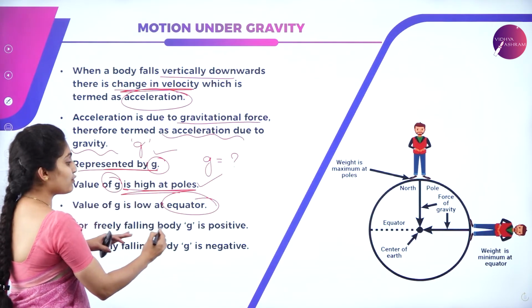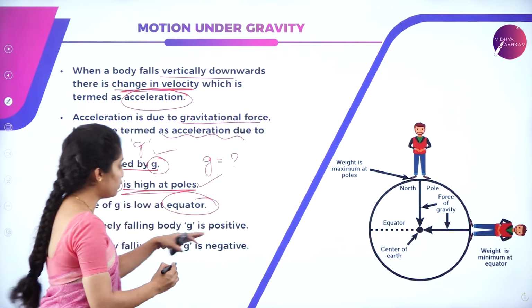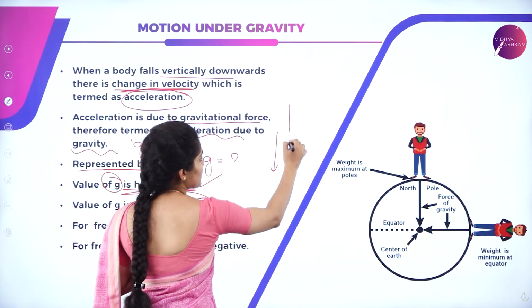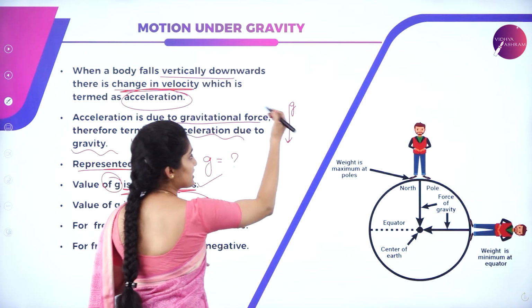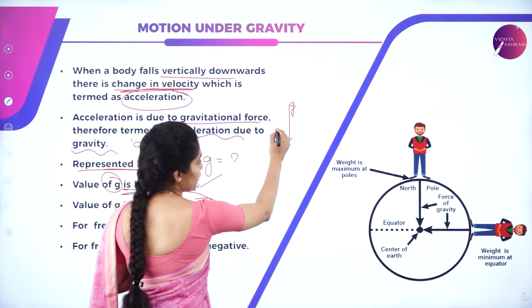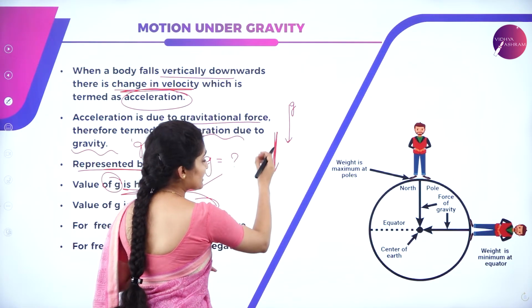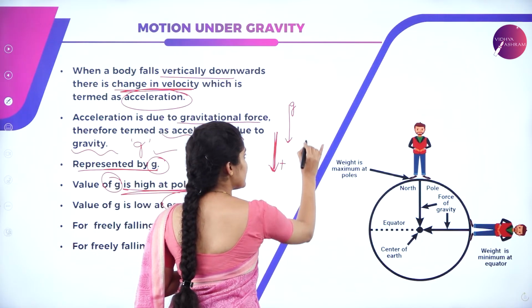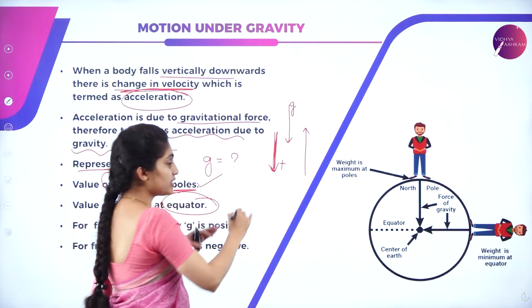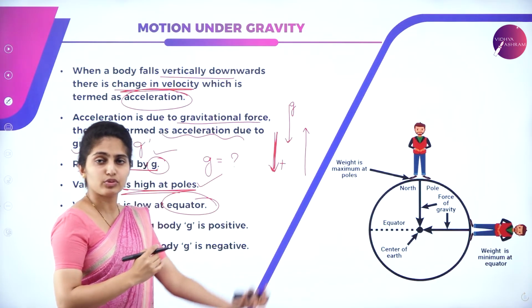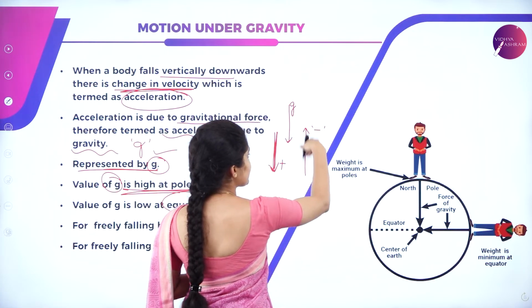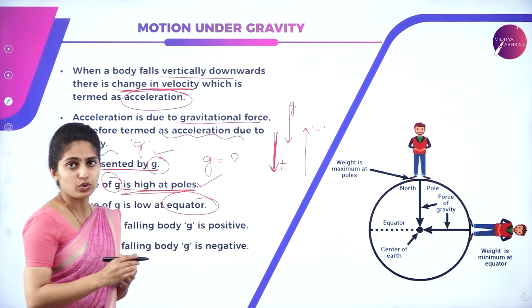So for a freely falling body, the acceleration due to gravity is always positive, because if a body falls downwards, always the acceleration due to gravity is acting downwards. So for the freely falling body, the acceleration due to gravity is positive. Suppose the motion is upwards, that is for the object which is being thrown upwards, for that it is negative, because it is against the acceleration due to gravity.